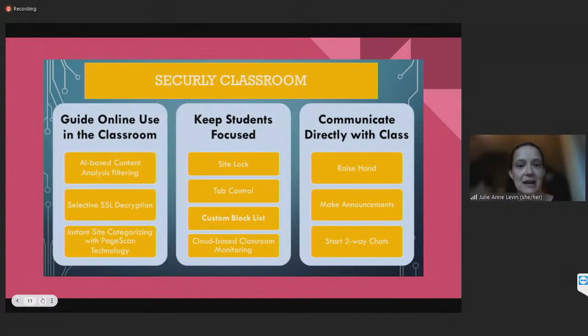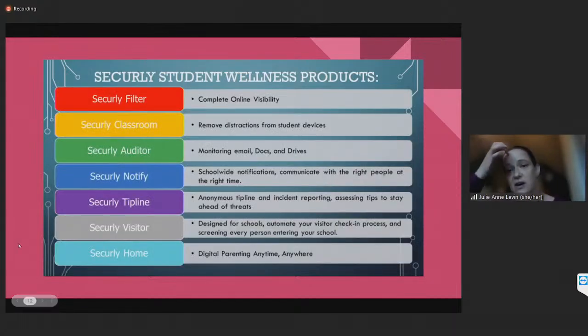And I just wanted to share that there are a number of other, I love that they call them the Securely Student Wellness products, that we've been thinking about, and the technology department and I have been in discussion about. Especially Securely Home is the one that we've talked about a lot, and Securely Auditor. Securely Auditor would do that same search for concerning phrases or words, but it would monitor all students' emails, everything in their Google Docs, anything in their Drive.